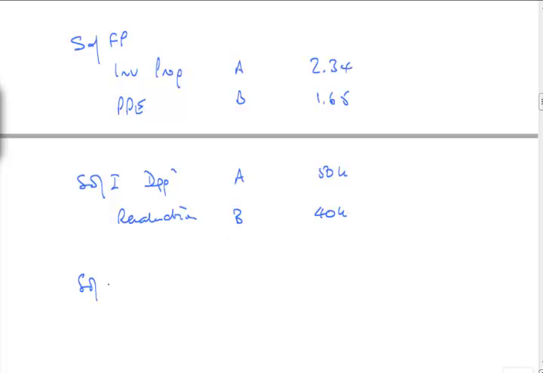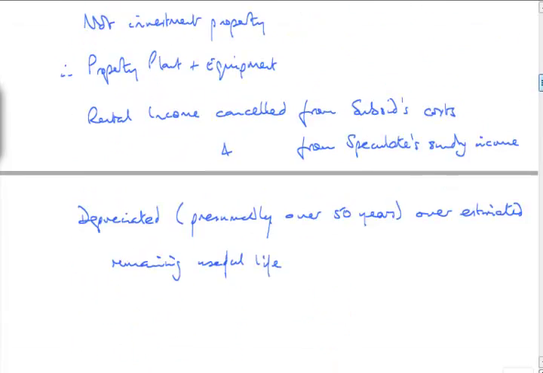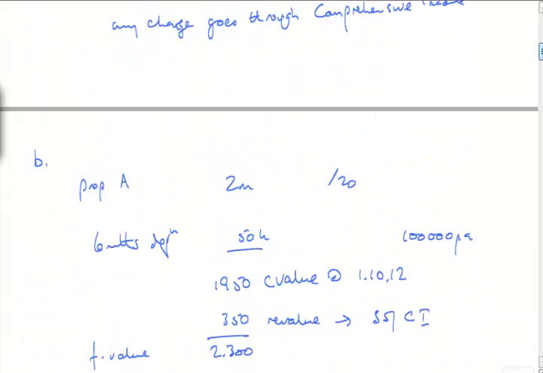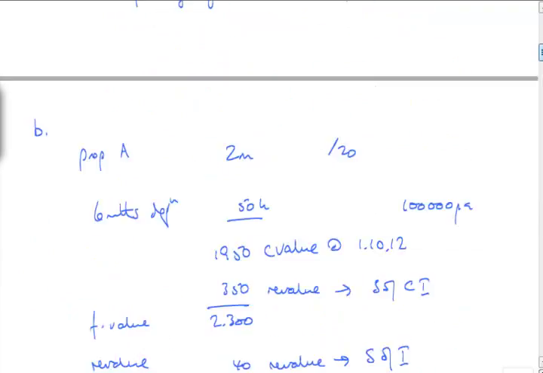The statement of comprehensive income, we've got a revaluation for property A of 350 and a revaluation of property B of 150. I think those figures are right, aren't they? Yeah, 150, 40, 350, depreciation of 50. Yeah, I think so.